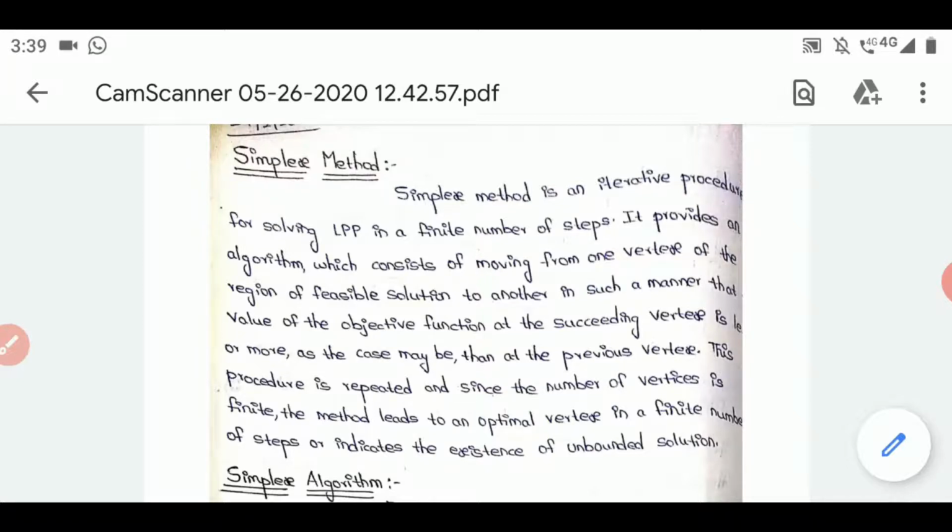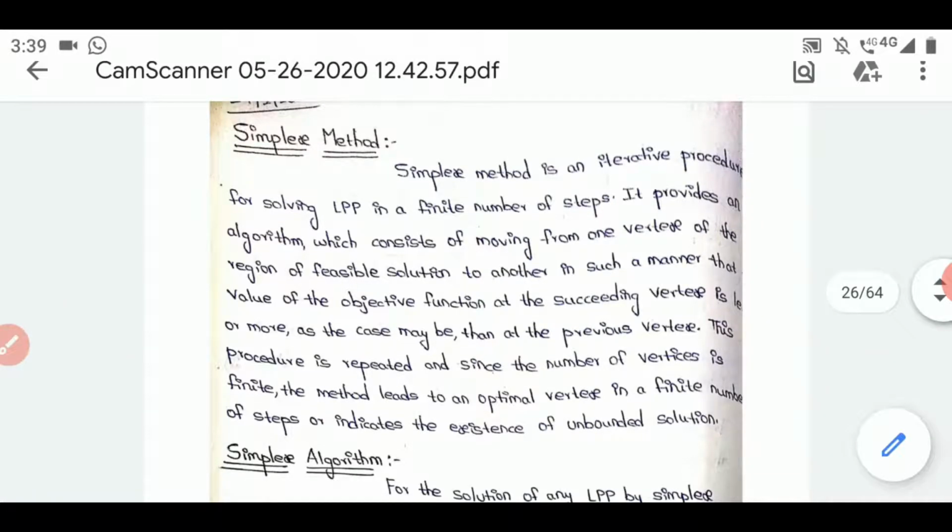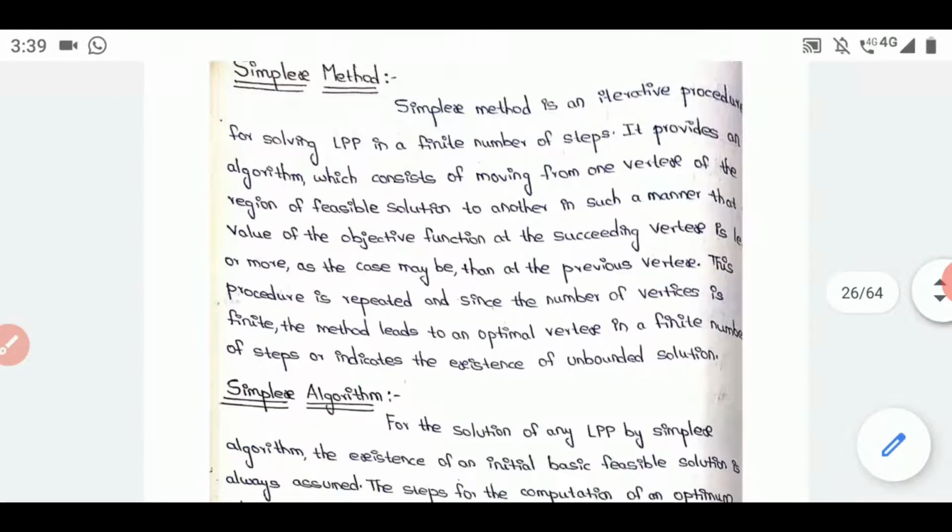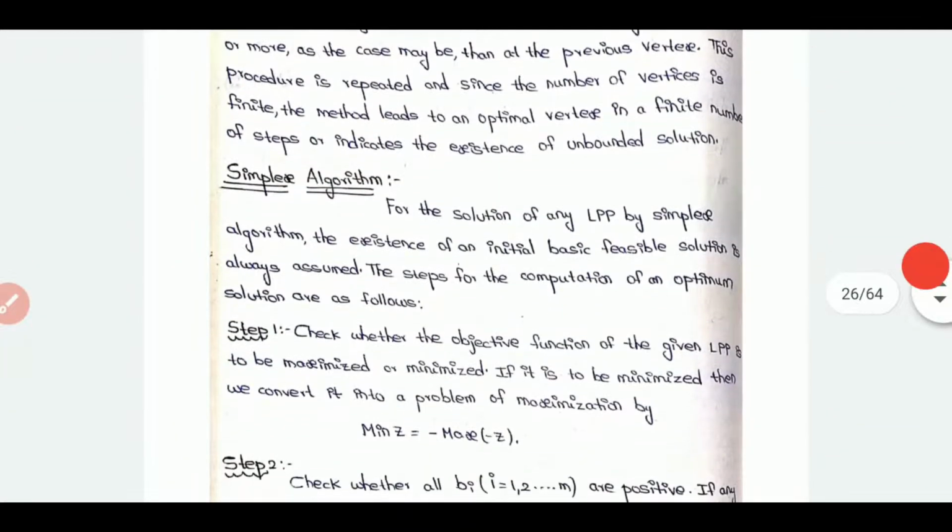Normally, the simplex method is an iterative procedure, which means it proceeds step after step until getting the finite solution. Until we get a finite solution, the steps will be repeated by following some algorithm. Now let's get an overview of how to solve a simplex problem. So let's see the simplex algorithm.